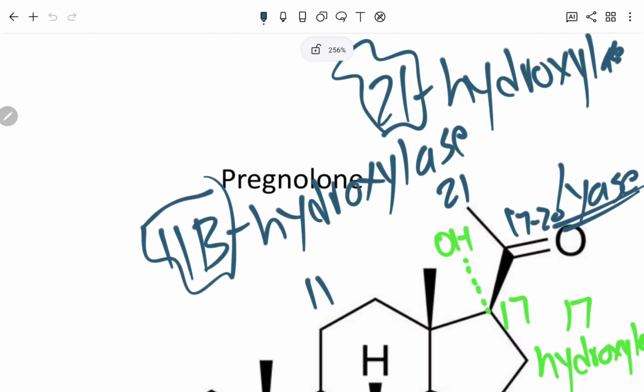And we can remember it this way. In stress response, when cortisol wants to skyrocket, you want to hide. In stress, you want to hide. And so this mnemonic would help us associate the hydroxylation at 21 and 11 with cortisol.